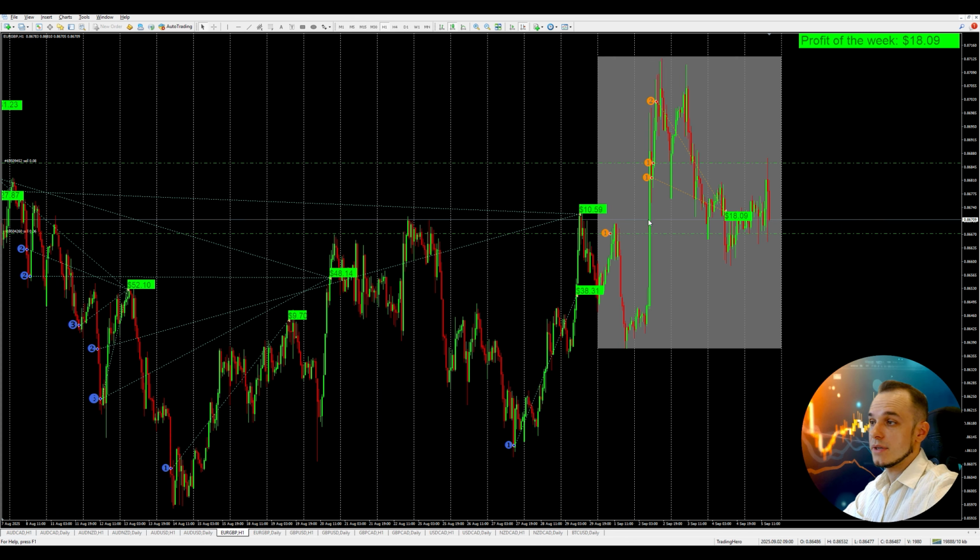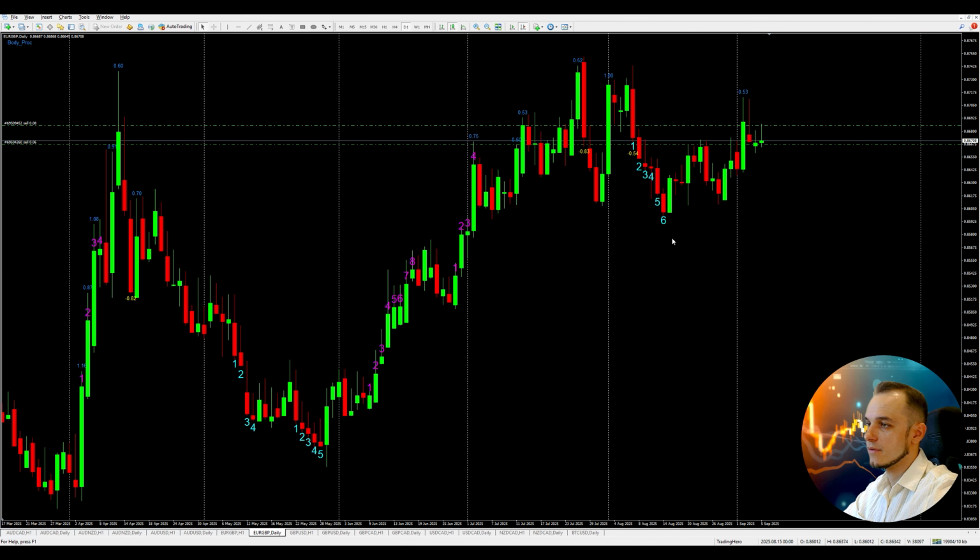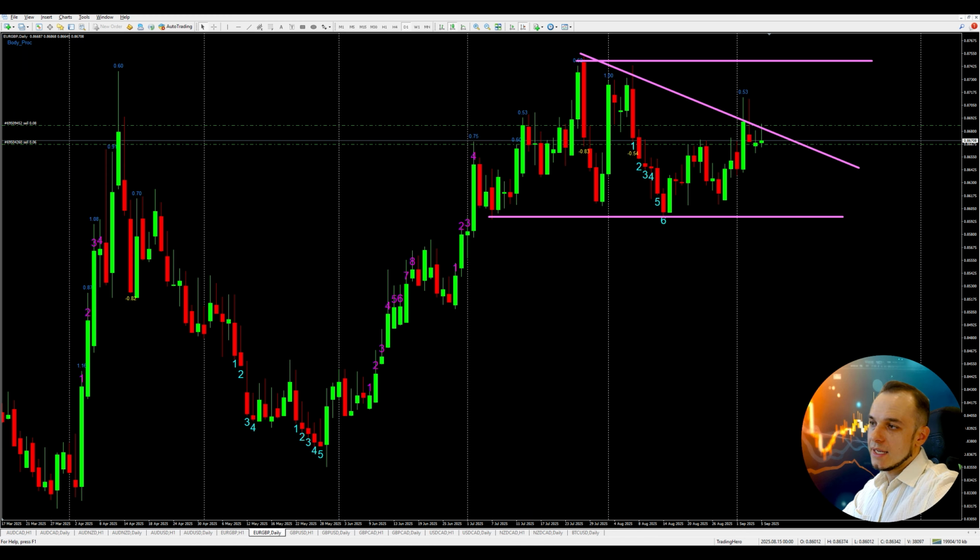The next currency pair is Euro GBP. Here we can see that we had a huge impulse on Tuesday. We managed to open several sell trades and close them on Friday. The profit of this week is $18, and on the daily time frame we can see that we are still in this local corridor. But if we draw a trend line, we can see that the market is looking downward.